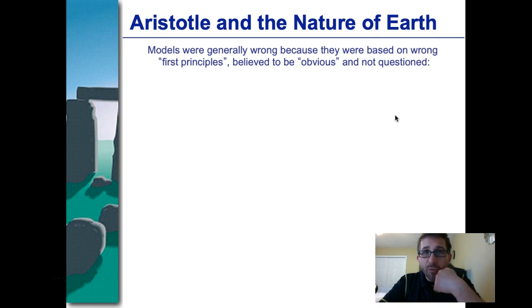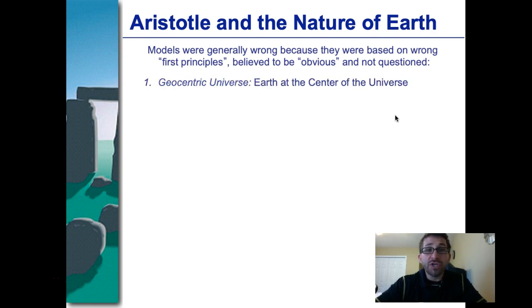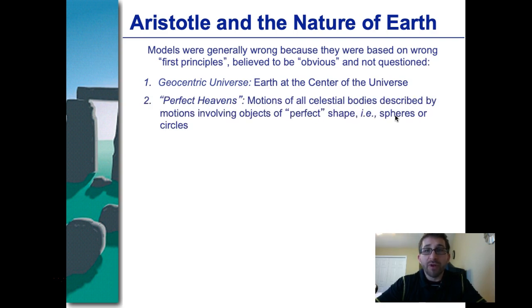So what is a first principle? A first principle is a basic, like a hunch. These are things that the ancient Greeks thought were just obvious. And as a result, they didn't question them, and they didn't do any sort of additional experimentation. This was not science. It was more of a philosophy thing. So the geocentric universe was one of them. The perfect heavens was another.